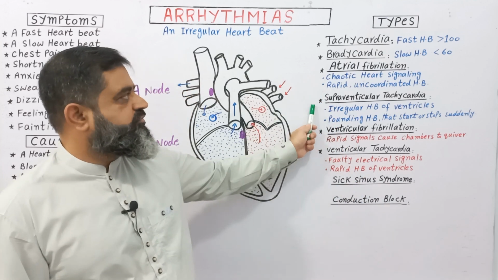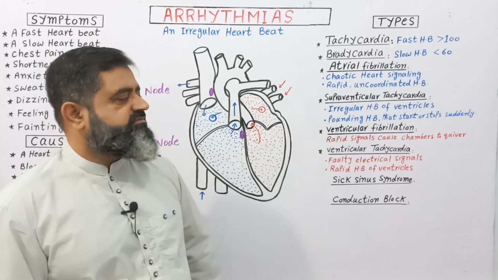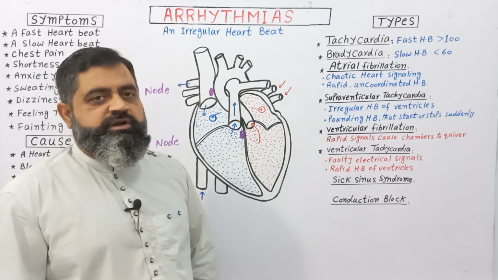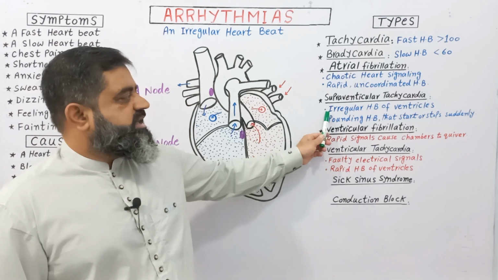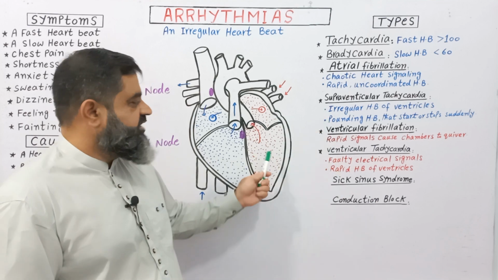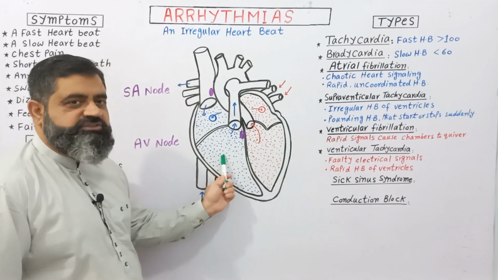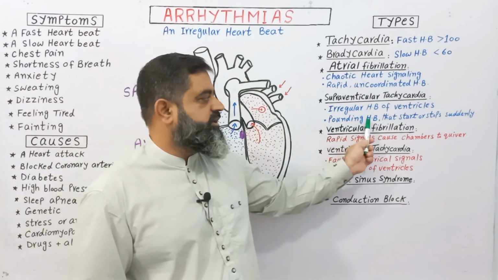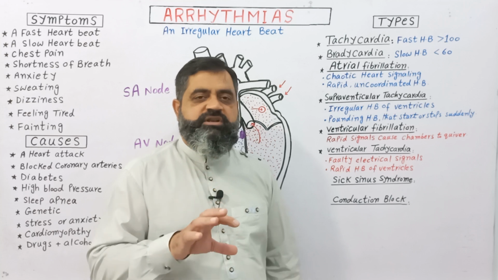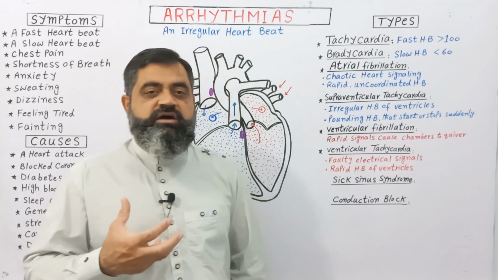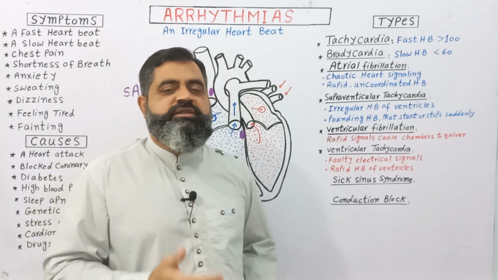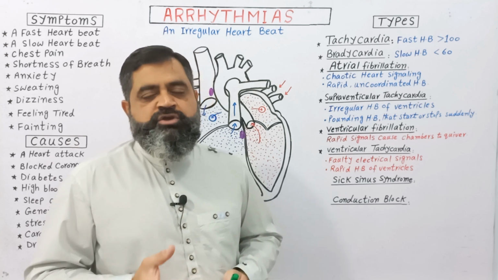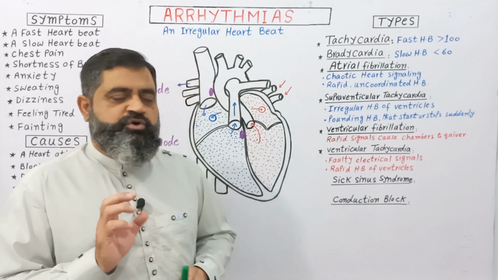Another condition of fast heartbeat is supraventricular tachycardia. During supraventricular tachycardia, there is an irregular heartbeat of the ventricles. These are the larger chambers of the human heart, and there is a pounding heartbeat that starts and stops suddenly. It feels like the heartbeat has stopped, and the next moment it feels like our heartbeat has started again. So this is also due to a signaling problem.